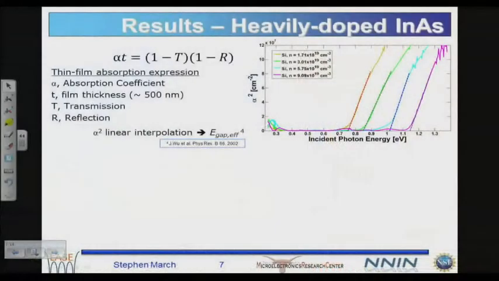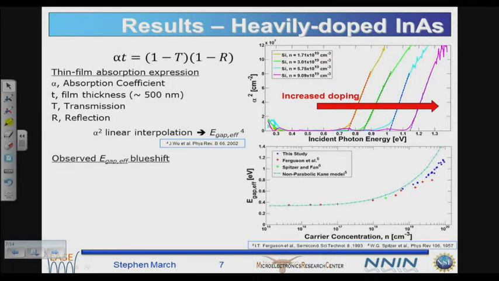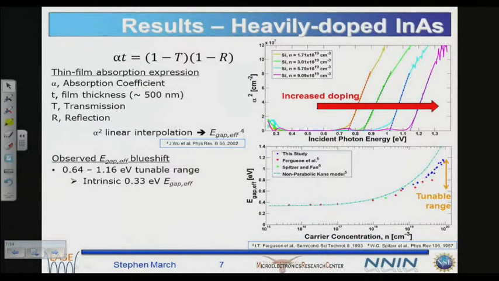For the second project I work on with the heavily doped indium arsenide systems, we considered the absorption spectrum such that as we increased doping, we saw an increased amount of absorption. And this is consistent with the expected blue shift in the band gap. As a function of doping, the band gap increases, and we have a tunable range between 0.64 and 1.16 electron volts.